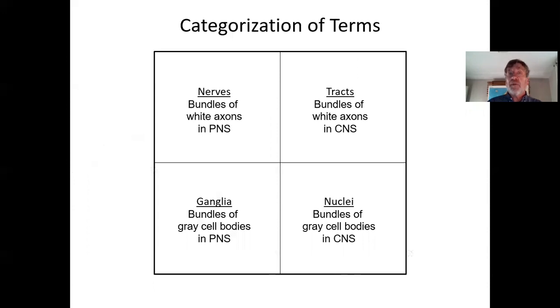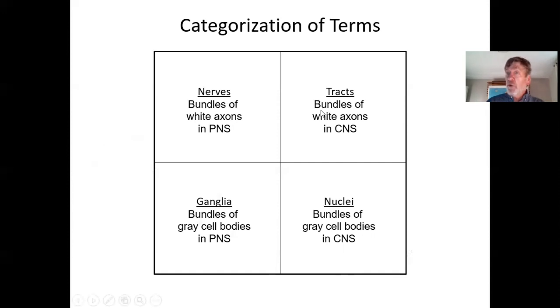So now let's look at our 4 boxes here. You'll see 4 terms: nerves, tracts, ganglia, nuclei. Nerves are bundles of white axons in the peripheral nervous system. So the 8th nerve would fit here. It's not the brain, it's not the spinal cord, and you've got 30,000 myelinated fibers, and they're white matter. And the gray matter of the 8th nerve is the spiral ganglia, because that's in the cochlea and that's not myelinated. Those are gray matter. Okay?